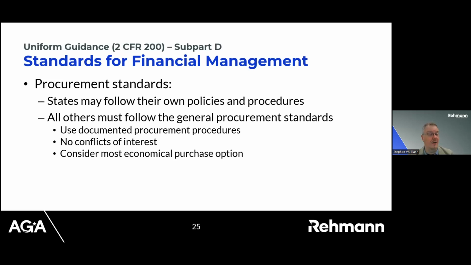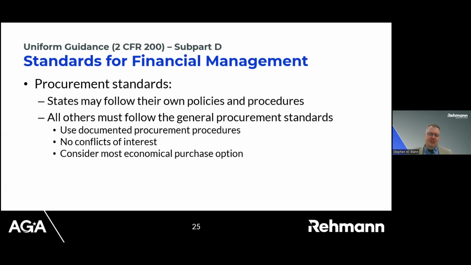Now, the good news is the very first rule of the general procurement standards is follow your own internally documented policies and procedures, kind of a you do you policy, which is helpful. You do explicitly have to have that no conflict of interest policy that we mentioned earlier. And the general rule is consider whatever is the most economical purchase option when spending federal dollars.